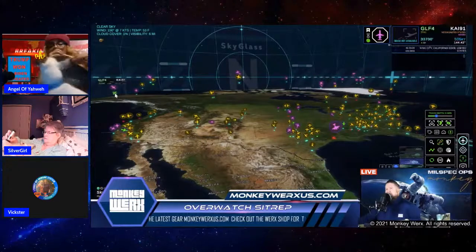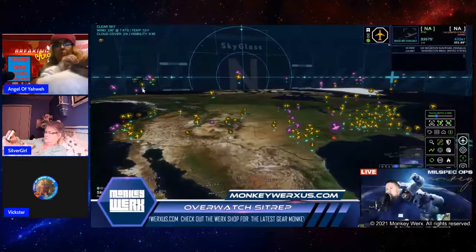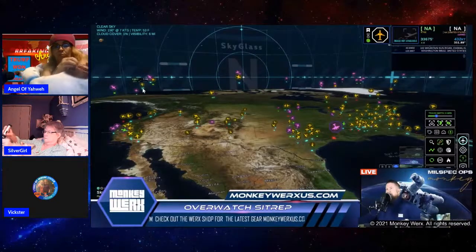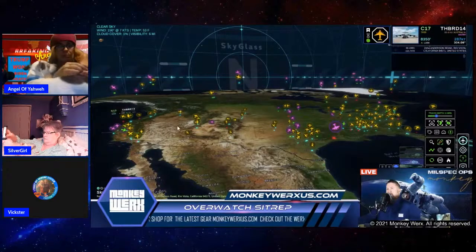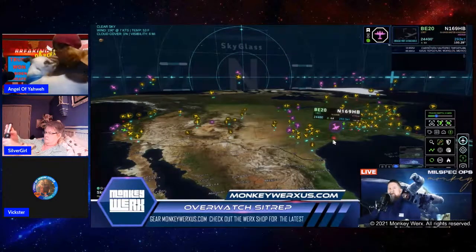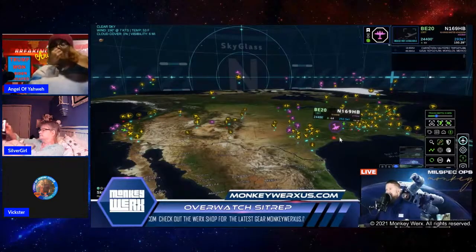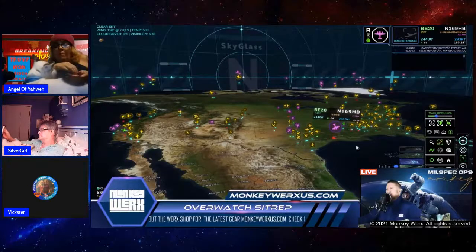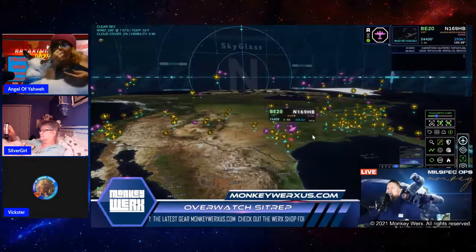If you see a little green triangle, that one is climbing. If you see a little blue triangle underneath the shape, that one is level. And if you see a red triangle, that one is on the descent. For example, right here, you can see that one is red, and that's because that plane is actually descending from 24,400 feet. And so there you have that.